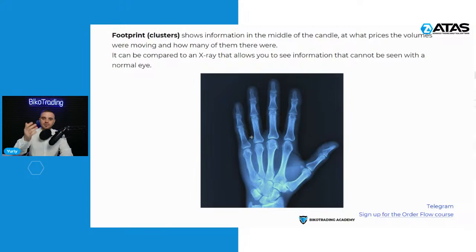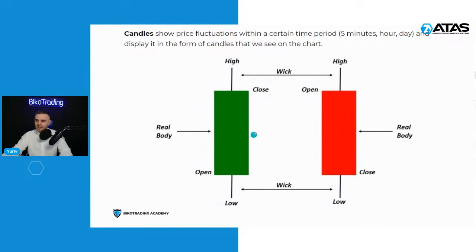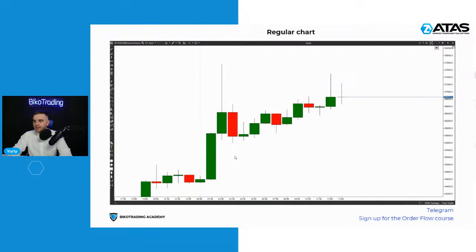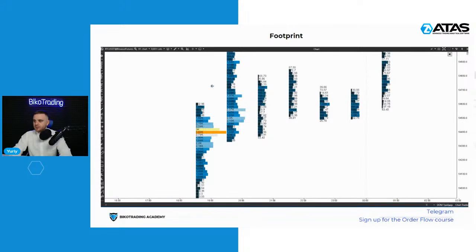The same with the footprint. You don't need to guess. Did some people buy here or not? You don't guess. You just see. That's why footprint is really cool stuff. Most people, when they do analysis, use such a regular chart. Advanced people use a footprint chart.